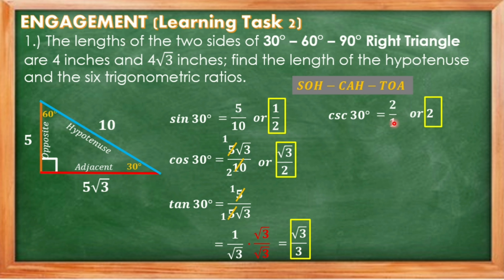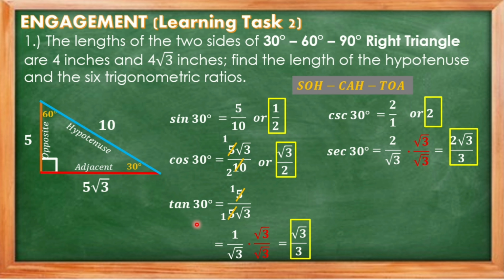And for cosine 30, ang reciprocal naman niya ay si secant 30. So, babaliktarin rin lang natin yan. That is 2 over the square root of 3. Para maalis tong radical, kailangan natin siyang i-rationalize by multiplying the numerator and the denominator by the square root of 3. So 2 times the square root of 3 is 2 square root of 3, and the square root of 3 times the square root of 3 is 3. So the answer is 2 square root of 3 over 3.